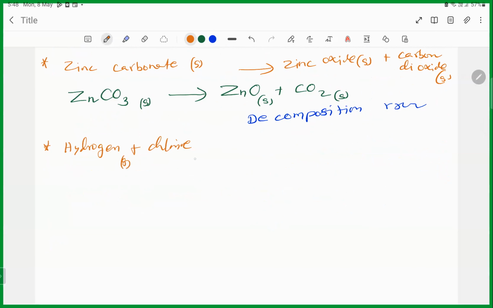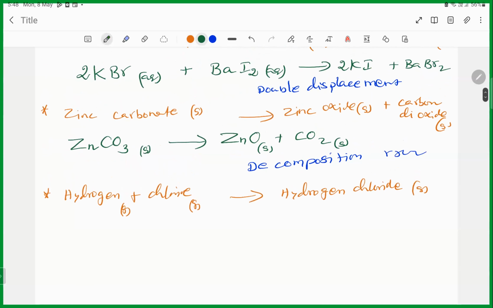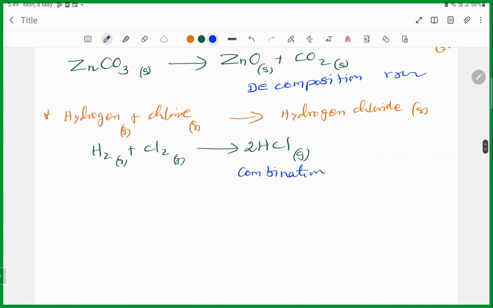It is a gas, it gives hydrogen chloride gas. So hydrogen is H2, chlorine is Cl2, it gives HCl. If you are putting 2 over here, it will be balanced. What type of reaction is it? Combination reaction. Very good. Combination reaction. Next one.